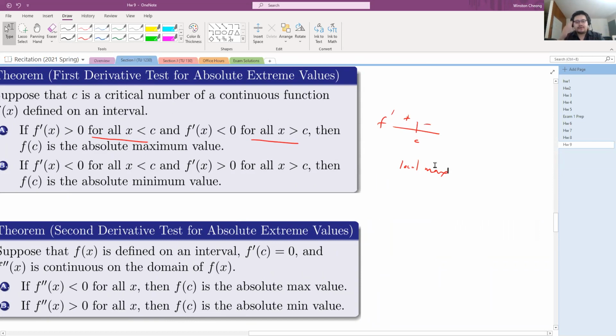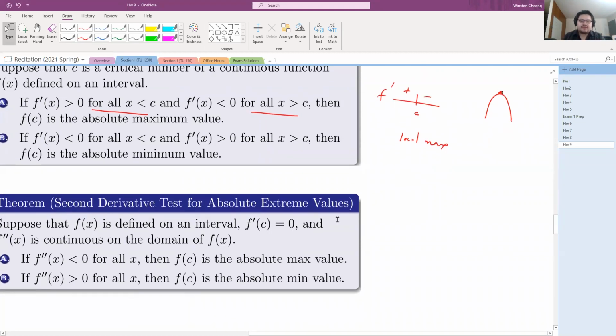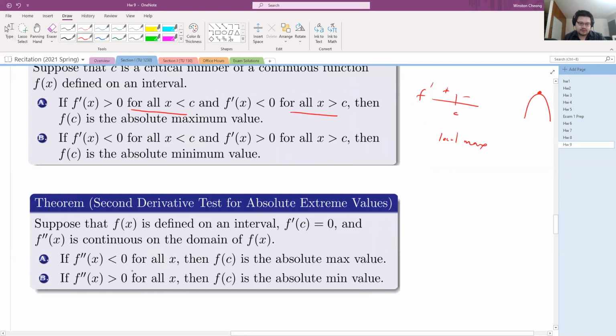In that case, the picture you have in mind is really just a parabola kind of shape. Around it, it's always going down. That's why you can claim that the local max is actually an absolute max, because there's no change in the behavior of that first derivative. And the second derivative test is very much the same kind of thing. Notice it's again saying something about this for all kind of nature.